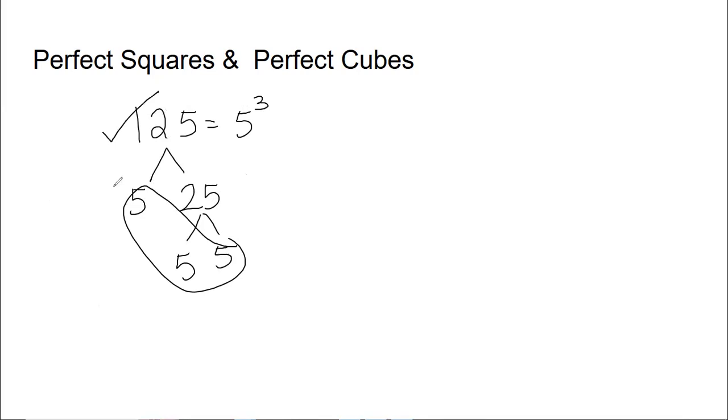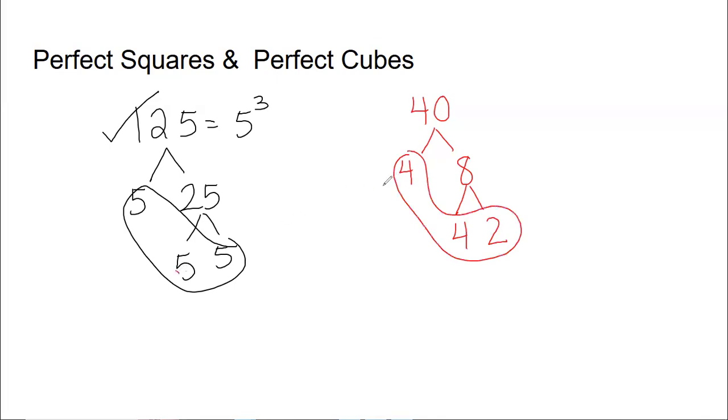So let me do one that's not. Let me do 40. So if you divide that up, that's what? 4 times 8. And then that's 4 times 2. So that's 2 4s and a 2. So you need 3 of them. So no. If this was 4, 4, 4, it would have worked. So this is not a perfect cube. That's how you can tell.